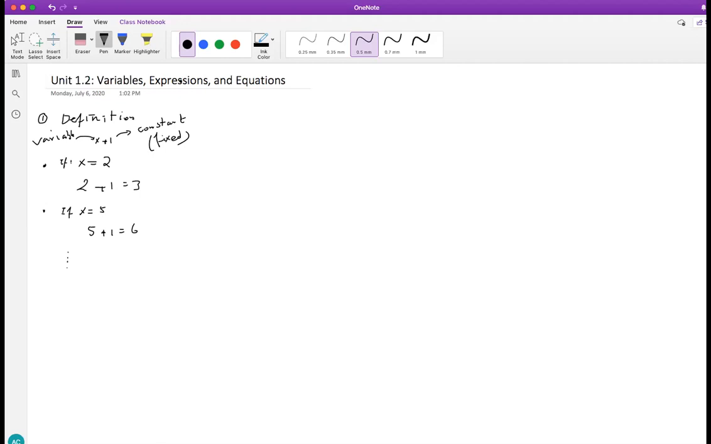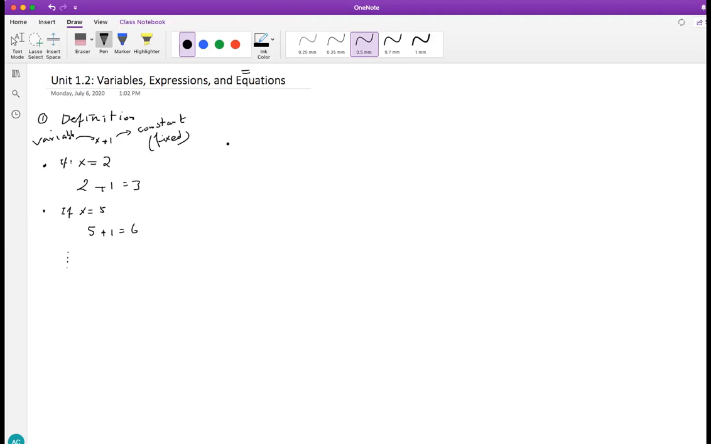And what is needed for an expression to become an equation? Let's say this is an expression. How does an expression become an equation? What is it missing? An equal sign, exactly. An equation has an equal sign. An expression does not have an equal sign.